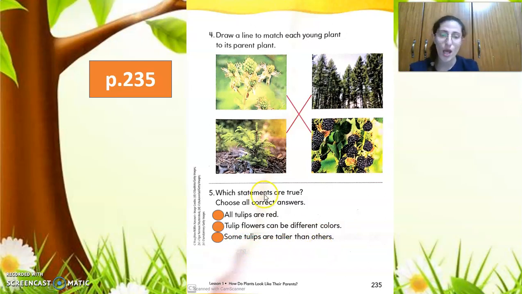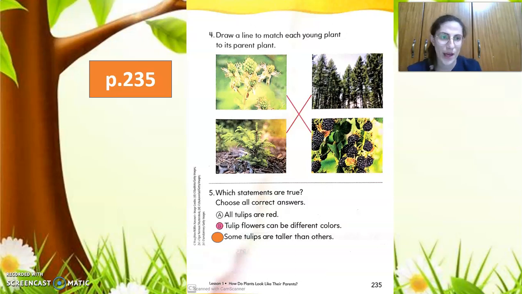One more time. Which statements are true? Choose all correct answers. A. All tulips are red. B. Tulip flowers can be different colors. C. Some tulips are taller than others. What do you guys think? All tulips are red. Incorrect. Tulips have different colors. Tulip flowers can be different colors.